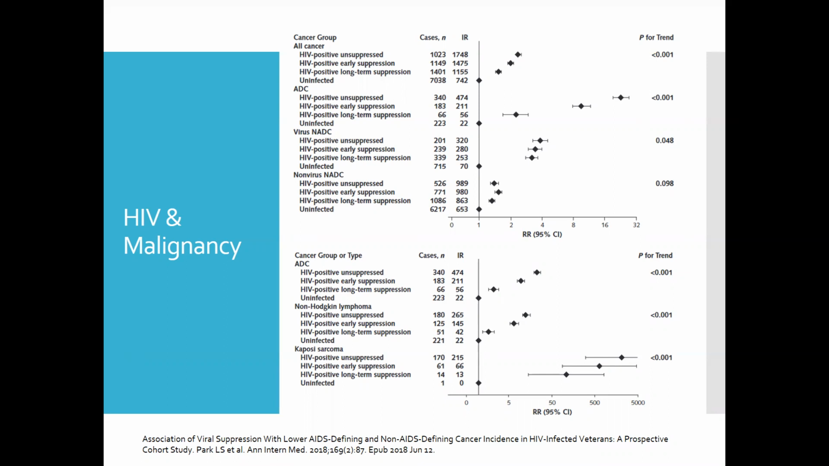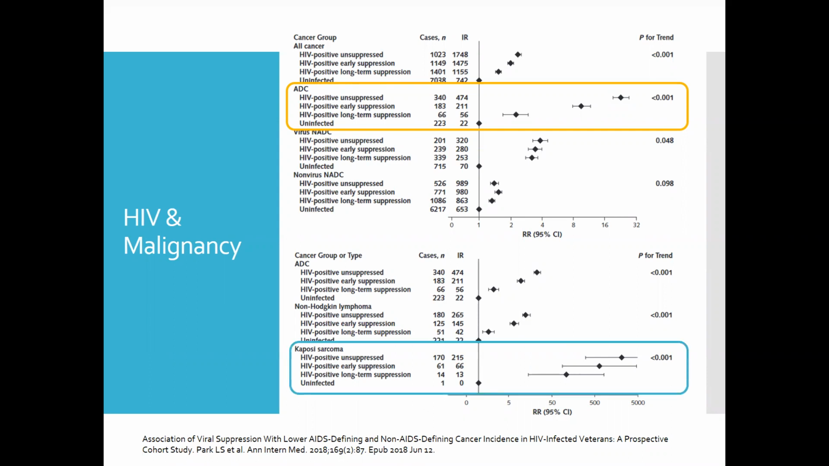This was published quite recently in 2018 in the Annals. What they did here was separate the HIV patients into essentially three categories: HIV-positive patients who were on no ART, HIV-positive patients who were on early antiretroviral therapy, and the ones who had long-term suppression. In terms of the AIDS-defining cancers, of the 474 patients who were not suppressed, 40 ended up having an AIDS-defining cancer. So a pretty significant increase in incidence ratios amongst the patients who were not on antiretroviral therapy.